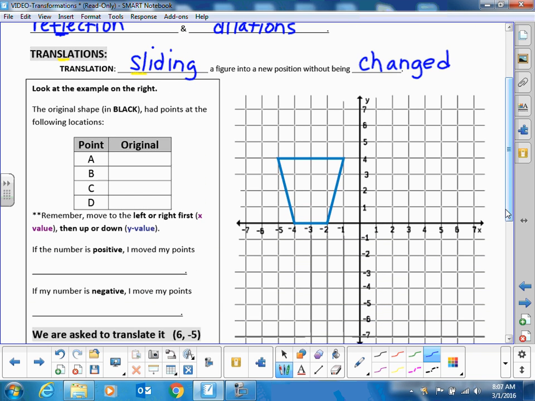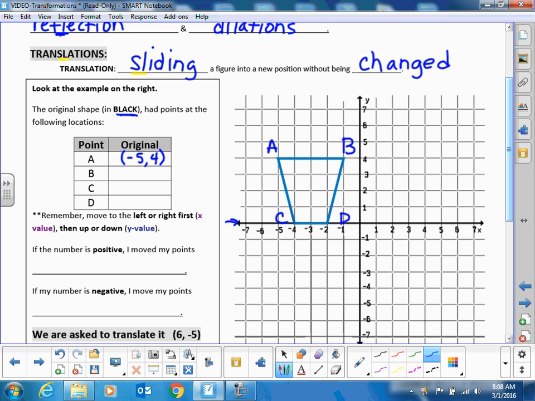If you look on the left side of your paper, we're going to take some notes and then we're going to plot the example on the coordinate grid to your right. The original shape here is in blue, but it says black on your paper, and had the following points. This is A, this is B, this is C, and this is D. If we label those points, remember, you have to go on the x-axis first before you go on the y. So walk before you fly. We're going to go to -5, and then up to 4. So its point was (-5, 4).